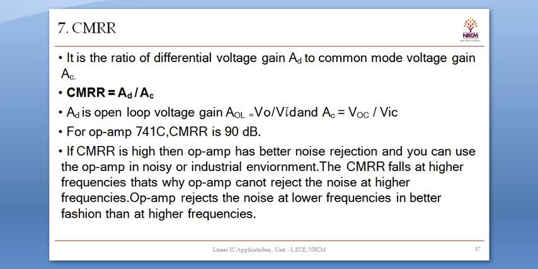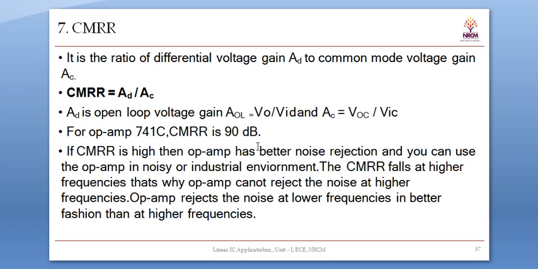As the frequency increases, CMRR is constant for some time, and after that it decreases. So CMRR rejects noise at lower frequencies in better fashion than at higher frequencies. It will not reject the higher frequency noise as well as it rejects the low frequency noise.